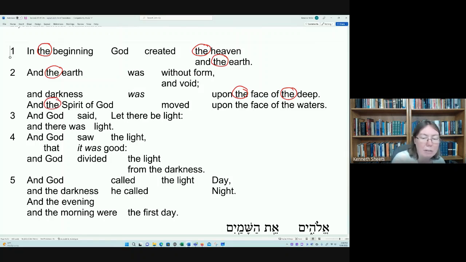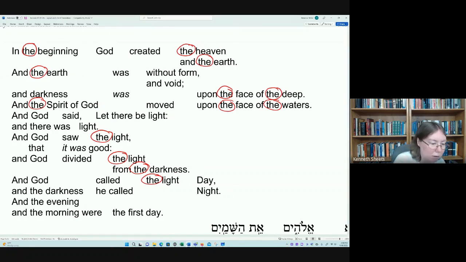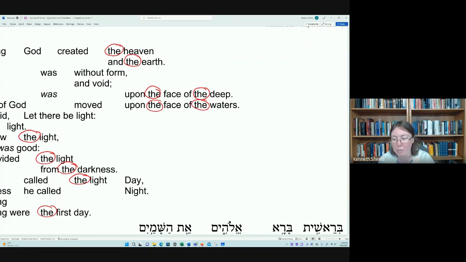And the Spirit of God moved upon the face of the waters, and God said, "Let there be light." And there was light. And God saw the light, that it was good, and God divided the light from the darkness. And God called the light day, and the darkness he called night, and the evening and the morning were the first day. So in the English text, we can see a good many articles in there, but let's come down to the Hebrew and see what we have.